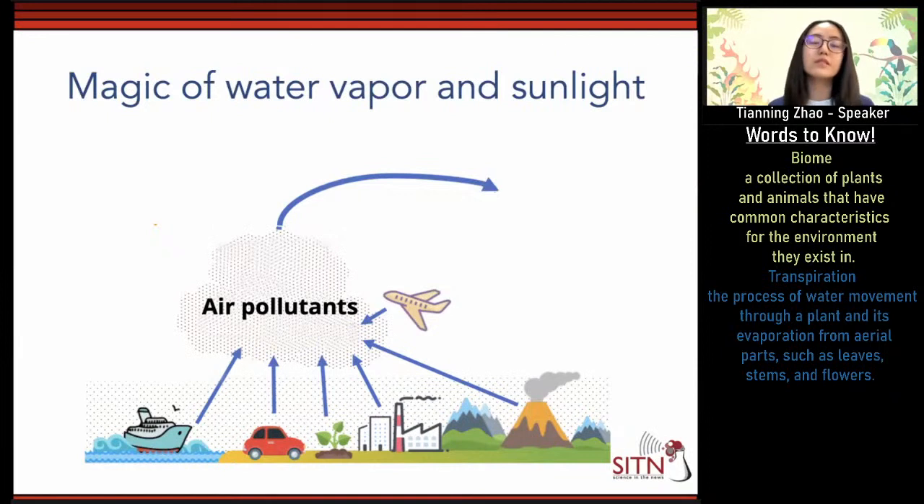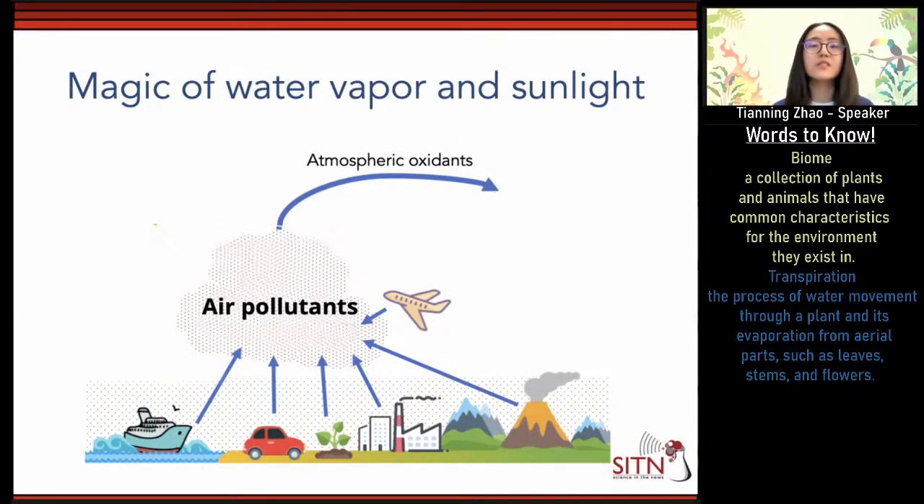So through different human activities like transportation and manufacturing, as well as other natural activities such as volcano eruptions, we've got all kinds of air pollutants into the atmosphere. And if we don't have a proper cleansing mechanism, they will just accumulate and the concentration will go up, and at one point we would all be poisoned.